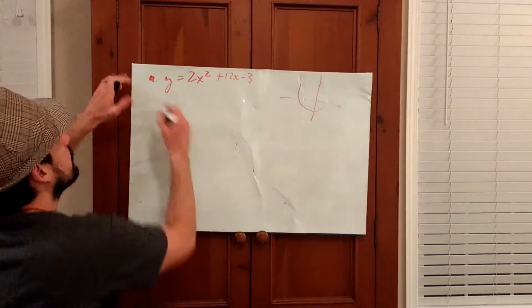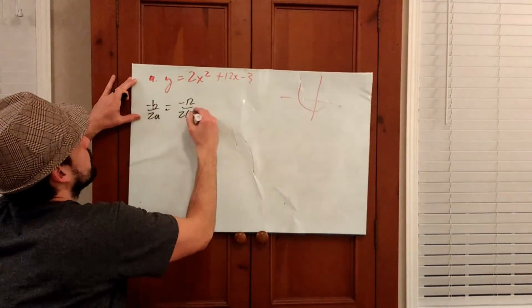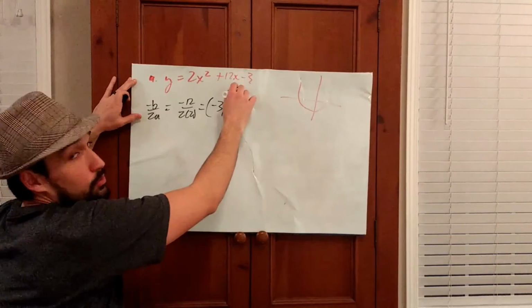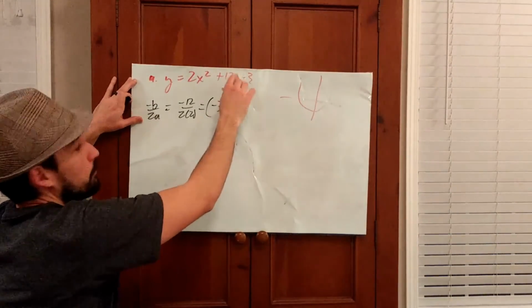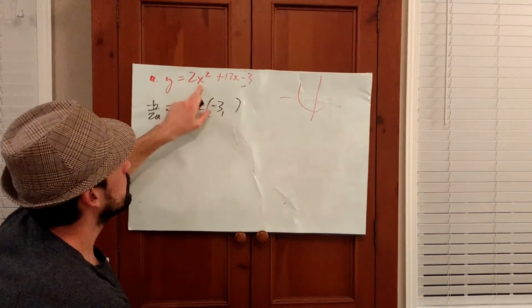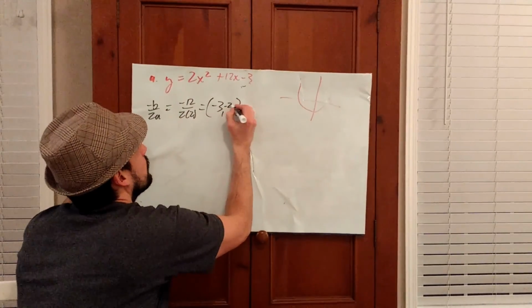How do we find it? Negative b over 2a. So negative 12 over 2 times 2. Or, what's that going to be? Negative 3. No, that's a coincidence. No, that's just a coincidence. And then how do we get the corresponding y? We plug it in. So we're going to get 9, 18, negative 18, negative 21.